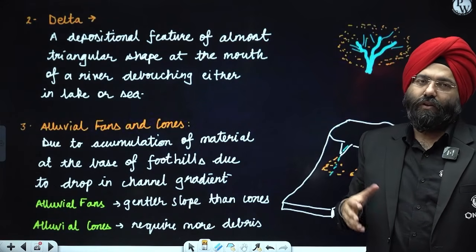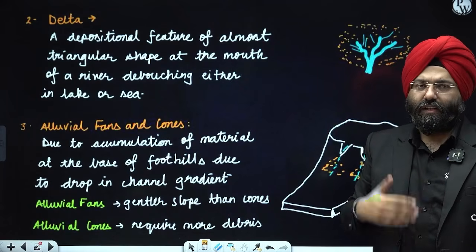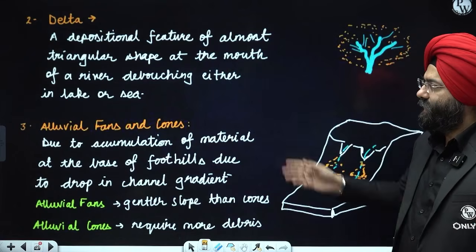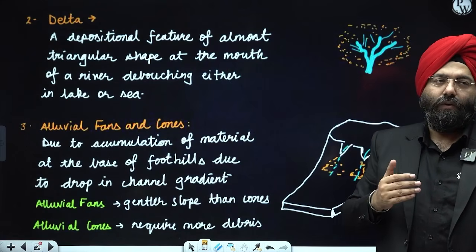Now, because the word delta is derived from a triangle, it is not necessarily a triangle, it might be of various shapes, various types. Deltas themselves are of various types. So, this is just a representation over here. Next is the concept that is present in your NCERTs, alluvial fans and cones.